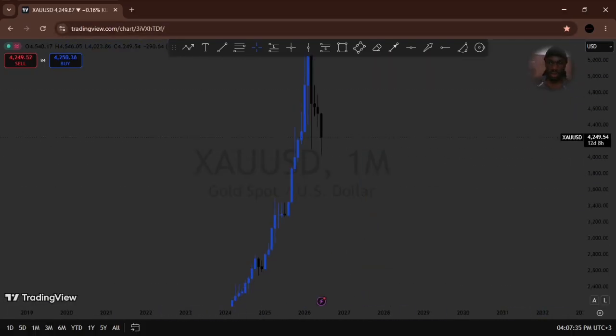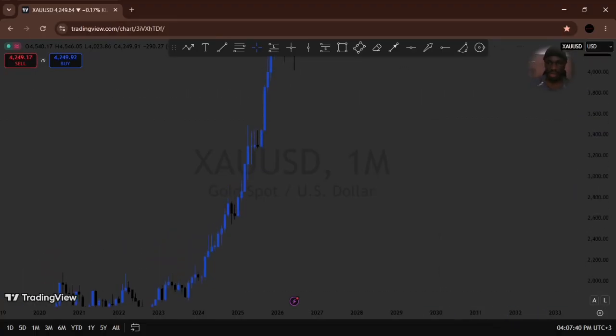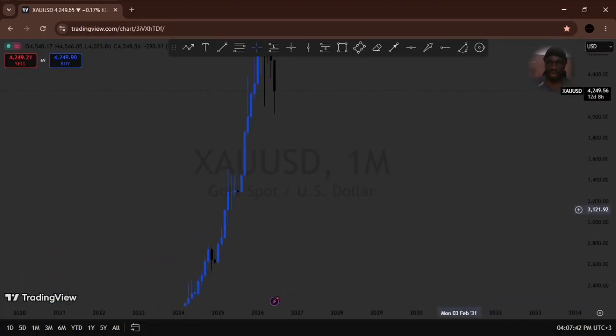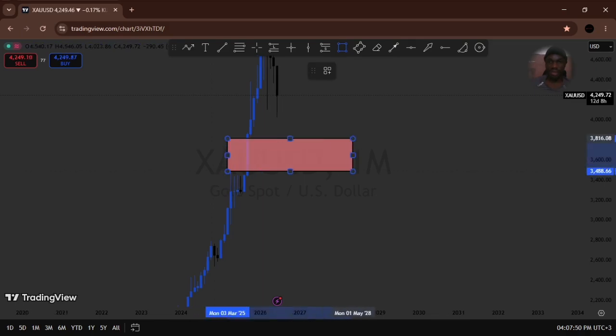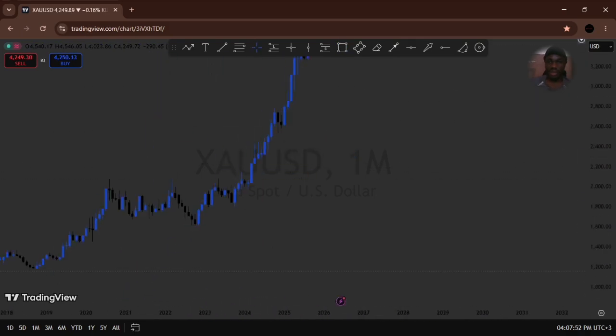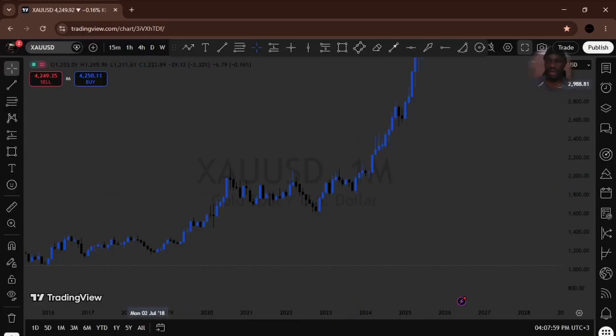So if we try to look around this, let us identify the bullish fair value gap. A bullish fair value gap was formed around here. This is a bullish fair value gap.